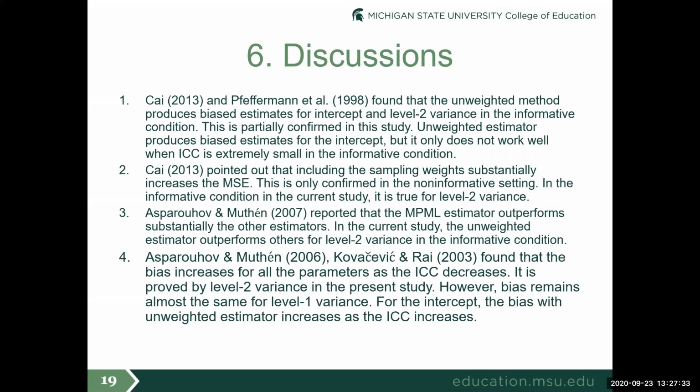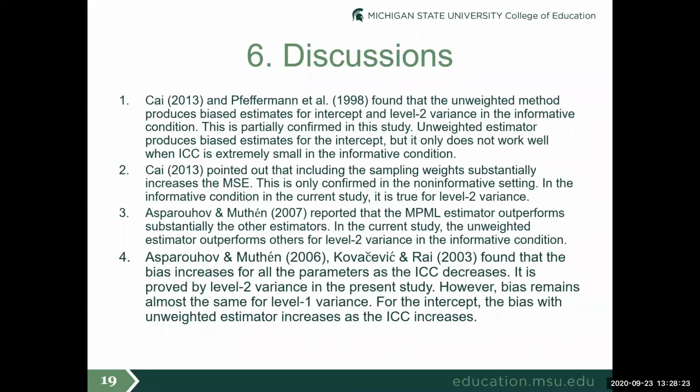The unweighted estimator produces biased estimates for the intercept, but it only does not work well when ICC is 0.01 in the informative condition. Second, Chai also pointed out that including the sampling weights substantially increases the mean square error. This is only confirmed in the non-informative condition. In the informative condition in the current study, it is true for level 2 variance.